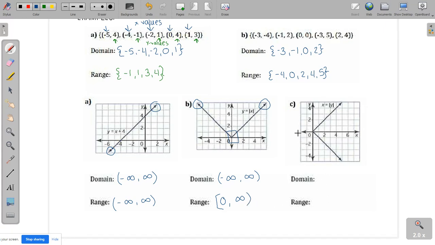C, domain, we start from left to right. We start right here at 0. It includes it, so we have a square bracket, and it goes all the way to the right, where we have our arrows, so it goes to positive infinity, and it's always rounded. So range, start from the bottom and go to the top. From the bottom, we have negative infinity, going all the way to the top is positive infinity, and always rounded brackets. So that is domain and range. Please reach out if you have any questions.